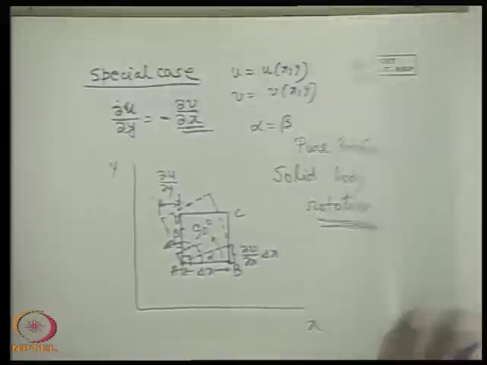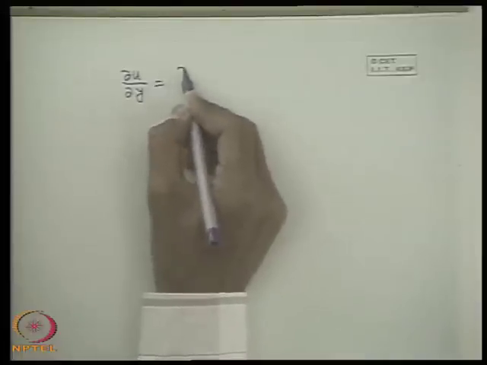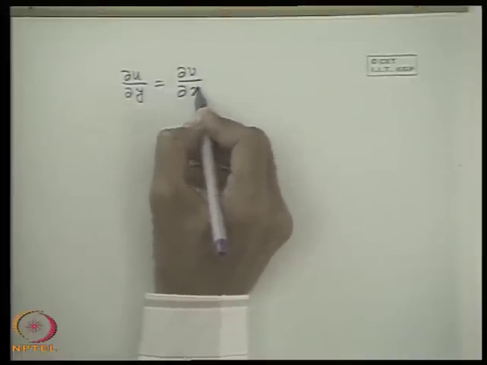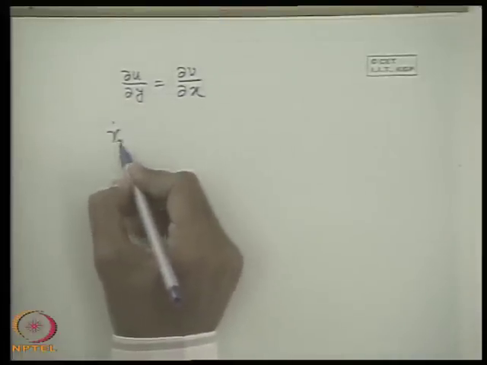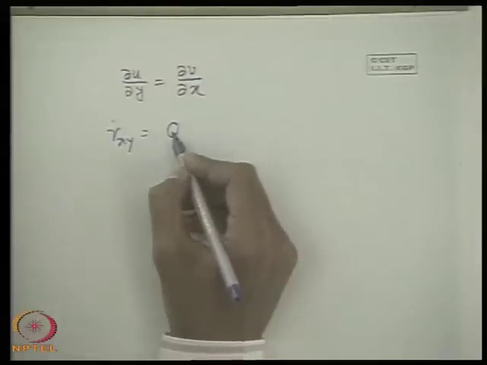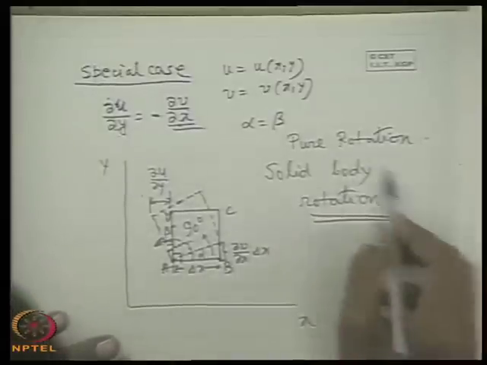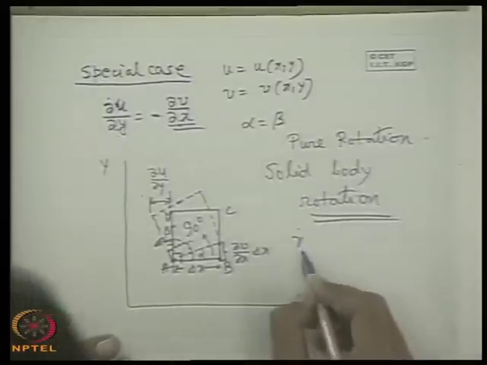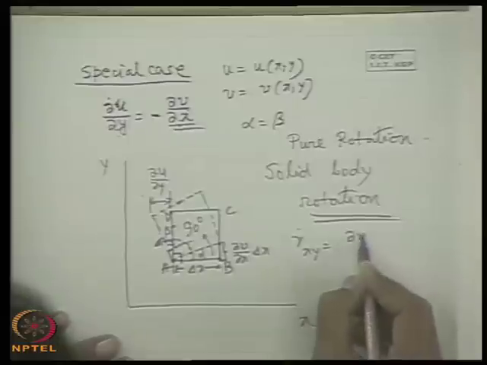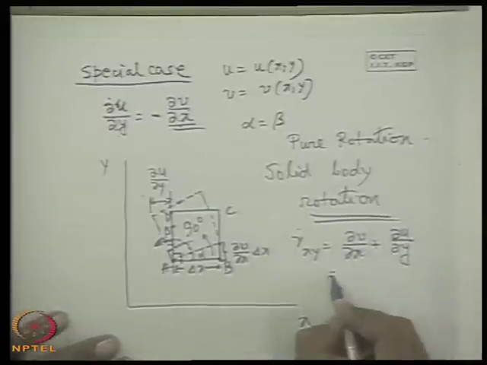If we consider another special case where del u del y is equal to minus del V del x, that means they are equal in magnitude and opposite in sign. In that case, from the definition, gamma dot xy becomes 0. Here this is a solid body rotation and pure rotation. Now what are the values I see? Gamma dot xy is del V del x plus del u del y. Here gamma dot xy is 0.